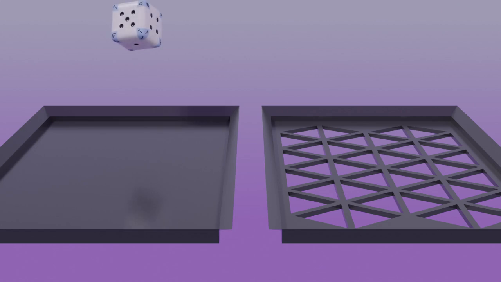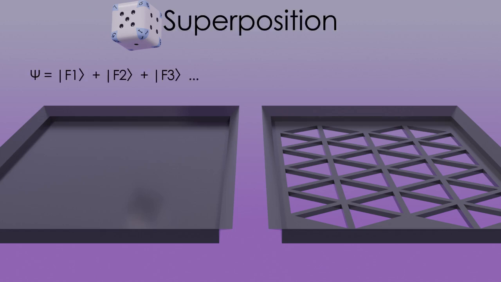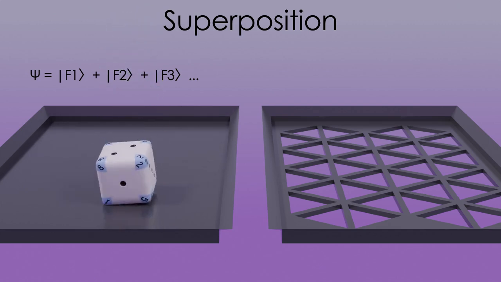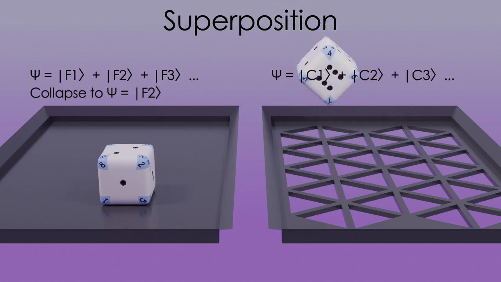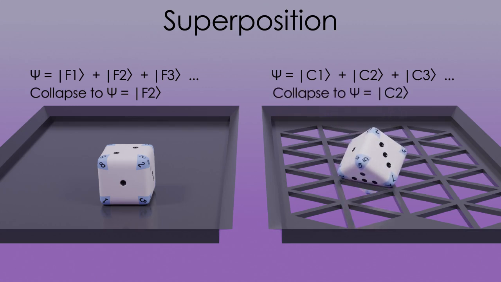Now, when the die is still in the air, we don't know how it's going to land, and we say that the state is in a superposition of eigenstates. When the die is measured, it is forced into an eigenstate of the detector. We say that the state collapses to an eigenstate. For the corner detector, we write the state as a sum over the other set of eigenstates. And again we collapse to one of those eigenstates.